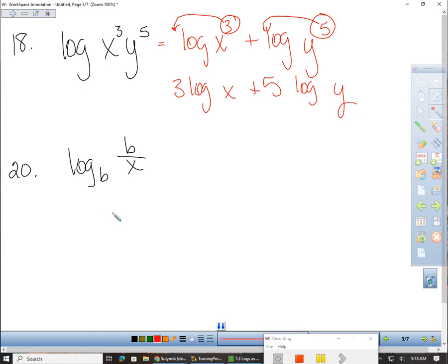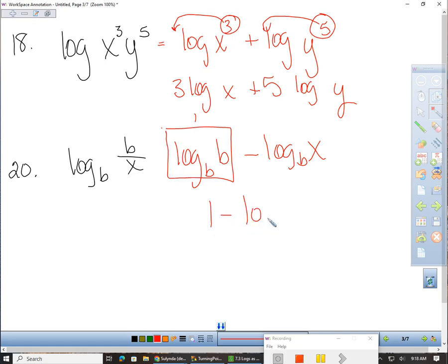All right, in the log world, when we divide, we really subtract. So we're going to start with log base b of b minus log base b of x. Now, the fourth property that we had talked about the other day was anytime you have a log base b of b, or your base and what's after it are the same, this right here actually equals 1. So our final answer is going to be 1 minus log base b of x.